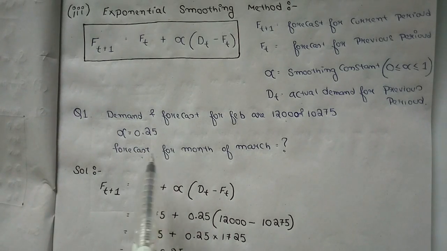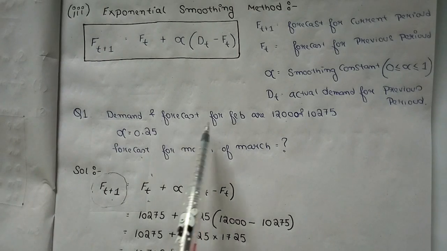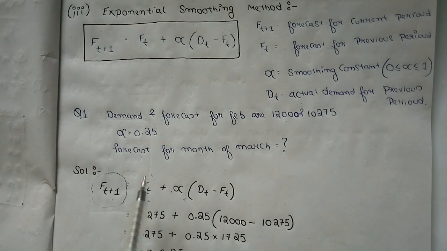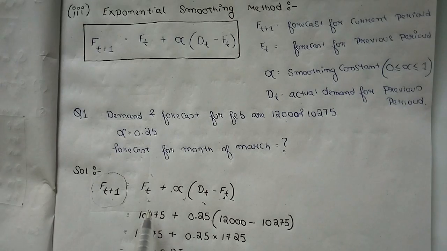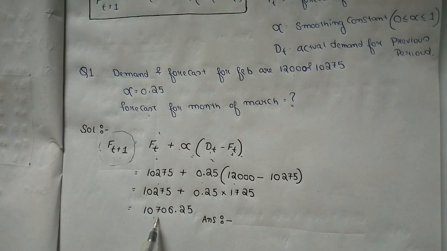That is, we have to forecast for the month of March. So that is Ft plus 1, the forecasting value of the month which is required to find, equals Ft, that is the forecasted value of the last month, the month of February, which is given to be 0.275, and plus alpha, the smoothing constant which is given, into Dt minus Ft, that is the demand for the month of February minus the forecasted value for the month of February. So we just put all the values: 0.275 the forecast for February, alpha the given smoothing constant, demand for February was 12,000, and Ft again. After calculating, Ft plus 1, the forecast value for the month of March, is coming out to be 10706.25. So in this way we can solve any problem related to the exponential smoothing method.